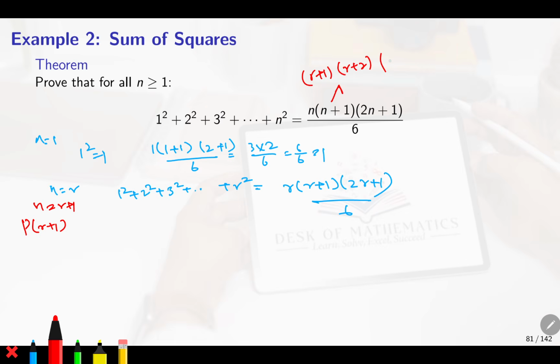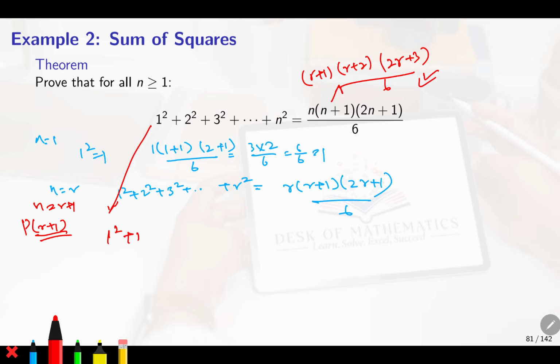Here 2r, so that is 2r, 2 plus 1 is 3, divided by 6. So replace the n by r plus 1. So this result you have to prove. What will you do? Put n equal to r plus 1 and find the LHS.